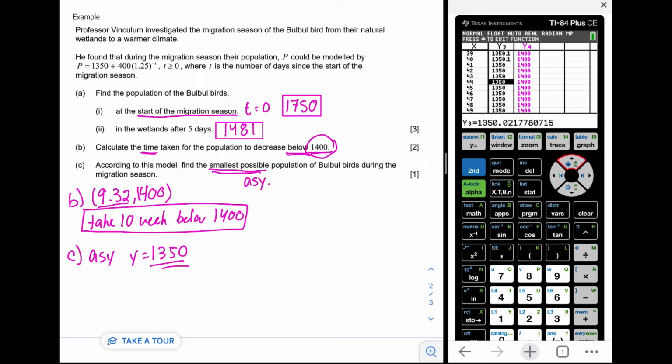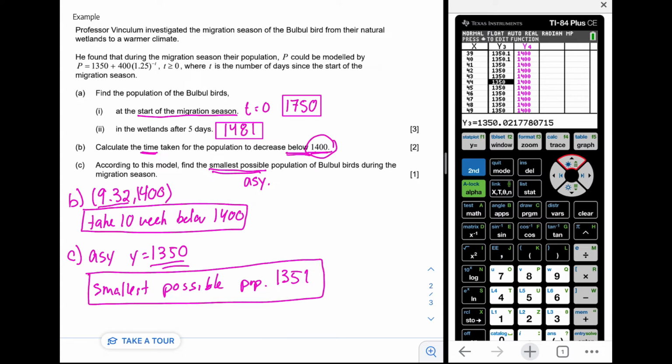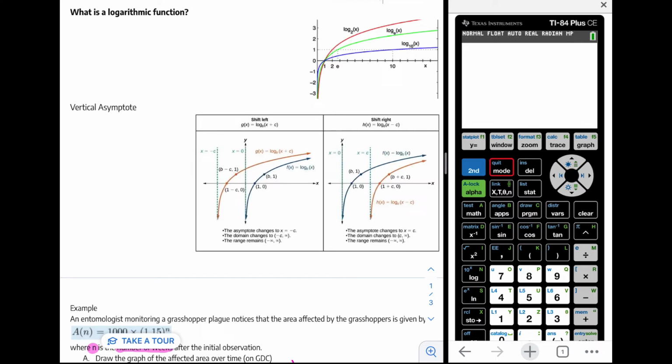So an appropriate answer to this question is that the smallest possible population is going to be 1,351, because it's never going to be equal to 1,350, and it's never going to go under that. So our biggest population we could have is 1,351. Now let's talk about the logarithmic function.